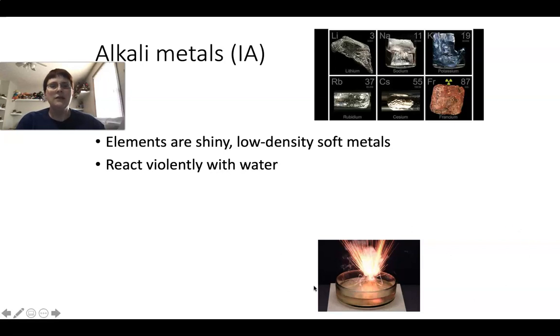This one is, I believe, either lithium or sodium. The lower you get on the column, as you go higher in the atomic numbers, the more violent this reaction gets.